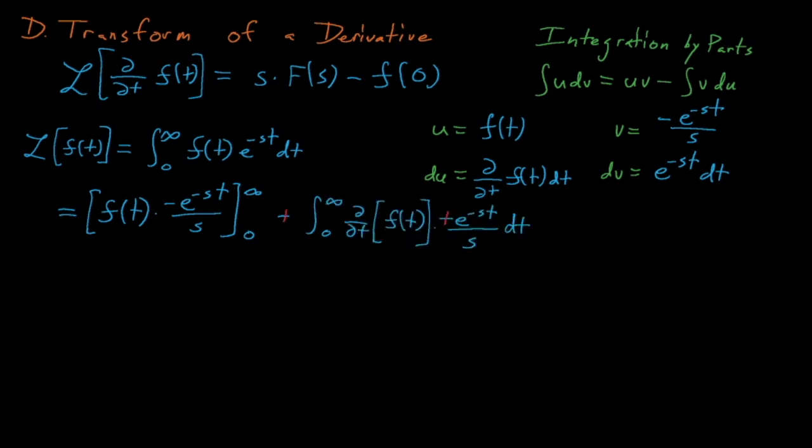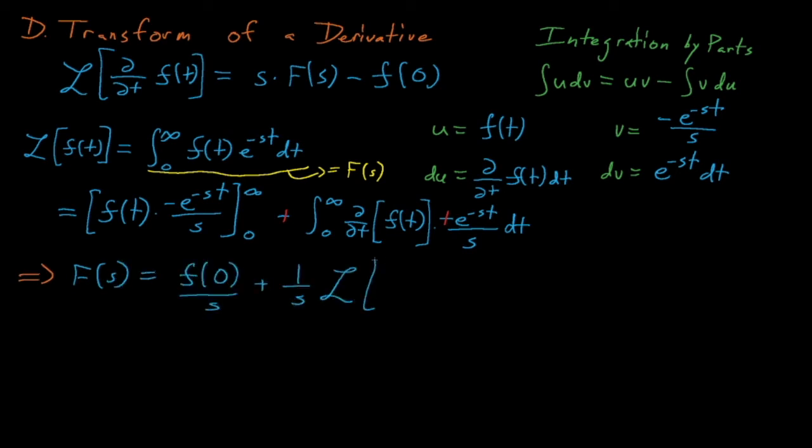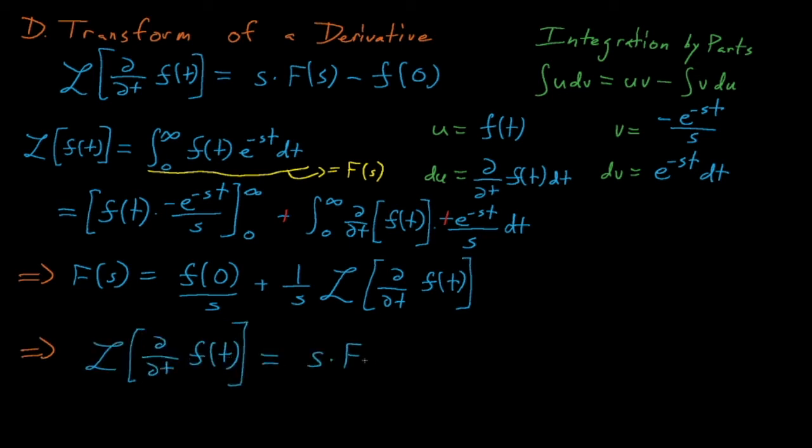st over s. This means that our original Laplace transform of f of t equals f evaluated at t equals 0 divided by s plus 1 over s times the integral of d/dt of f of t times e to the negative st, which is just equal to the Laplace transform of the time derivative of f of t. We can rearrange terms and multiply both sides by s to show that the Laplace transform of our time derivative is equal to s times the Laplace transform of f of t minus f of 0.